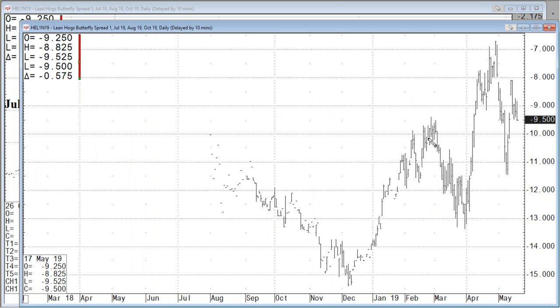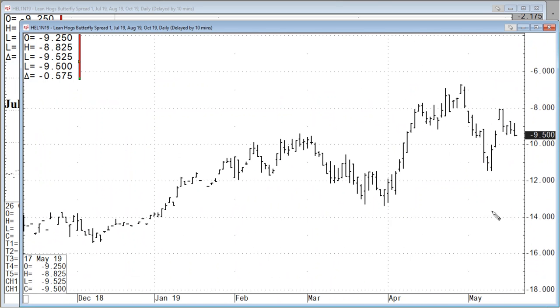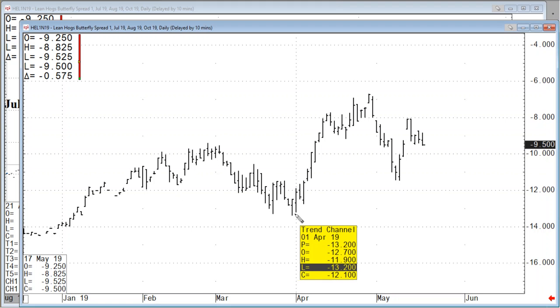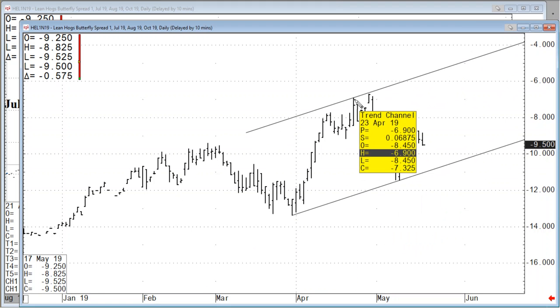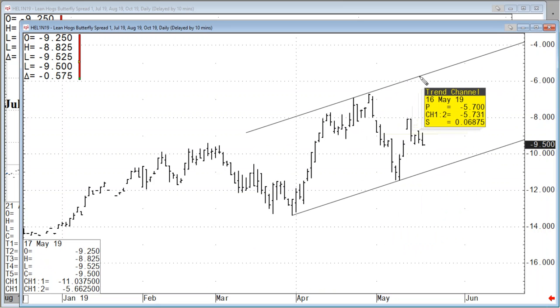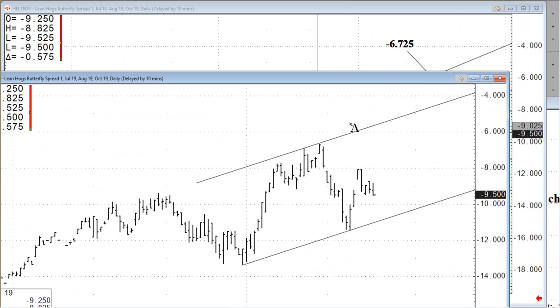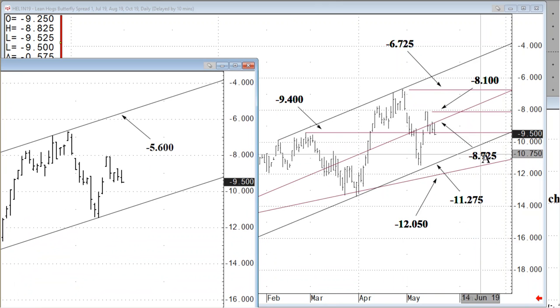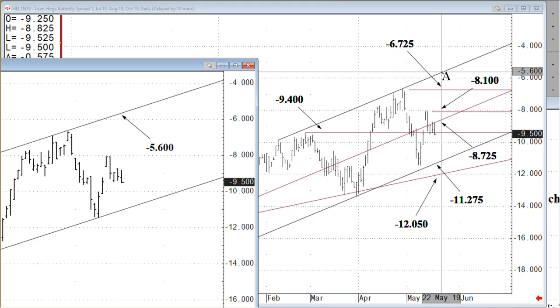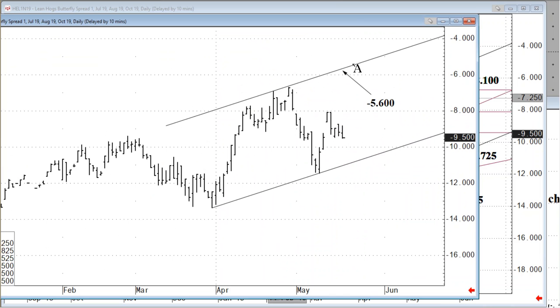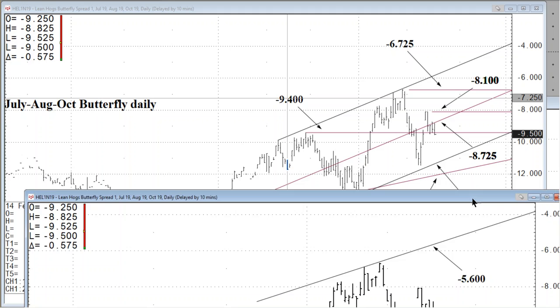And I might change my mind a little bit about that. Let me just show you. We actually have a channel top here at negative 5.6, which isn't a whole lot different than negative 6.725. So this channel top is negative 5.60. And to finish with this whole idea, I do think closing above negative 8.725 would likely yield 1, 2, 3 weeks of bullish continuation into this negative 5.6 area where we could top out through June trade.